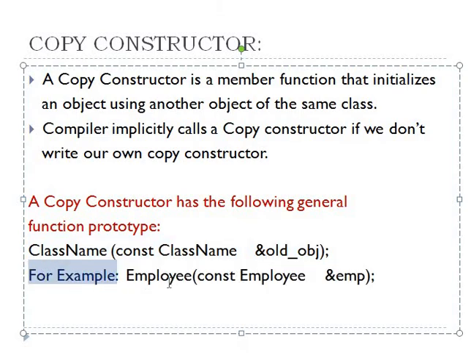For example, if employee is the class name, you're going to specify employee here, followed by the const keyword within brackets, and then again the class name, which is employee, give a space, and then place the ampersand symbol. After that, if the name of the old object is EMP, I shall type EMP here like this. Now this example declares a copy constructor based on this prototype.